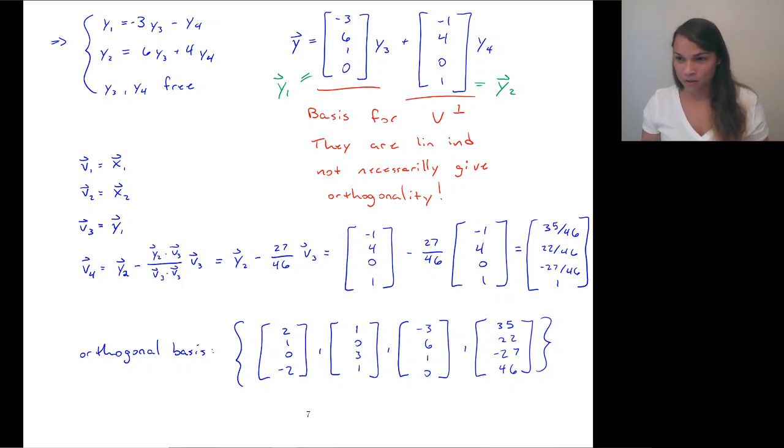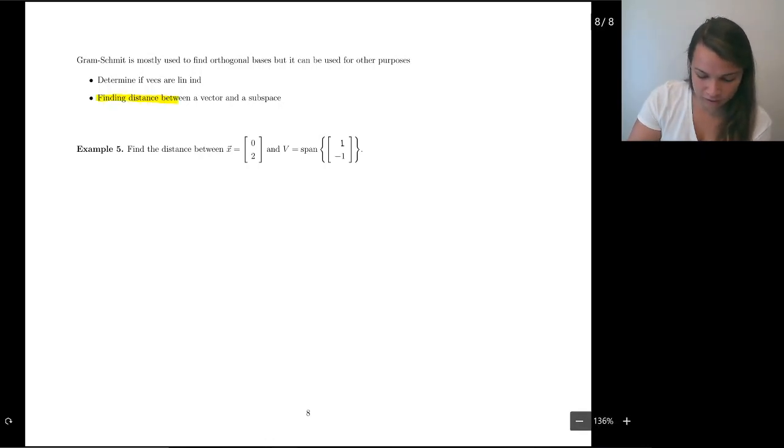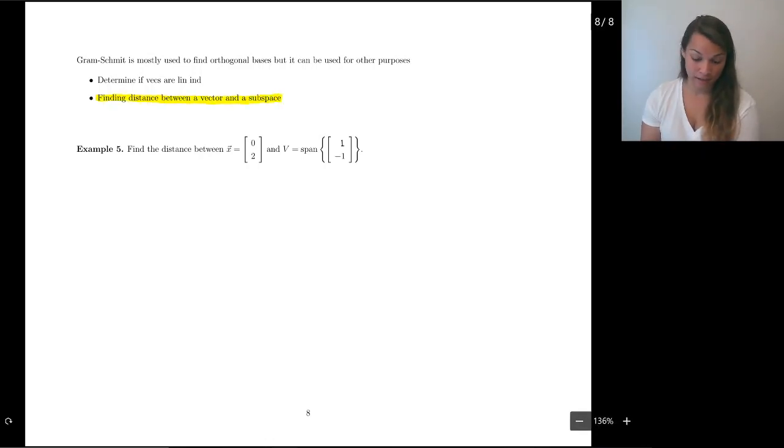That is an orthogonal basis, not the orthogonal basis, because obviously you could sub out those vectors and it would be a different basis, but still orthogonal. So it's one of the choices, and it's the one that I have picked. Okay. So Gram-Schmidt is mostly used to find orthogonal bases, but it can be used for other purposes, even though the previous 4 examples have all been finding bases. For example, we could use it to determine if vectors are linearly independent, which I'll let you guys discover on your homework. And you can also use it to find the distance between a vector and a subspace, which I've got a very simple example sitting right here.